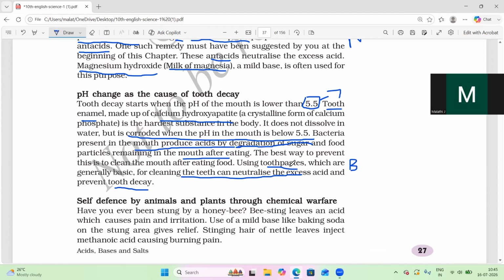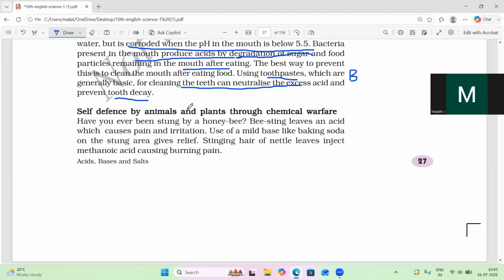That is how pH change is the cause of tooth decay. The pH of our mouth will be 5.5 to 7. When it is less than 5.5, tooth decay starts.